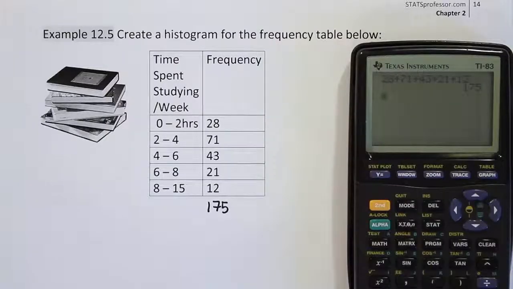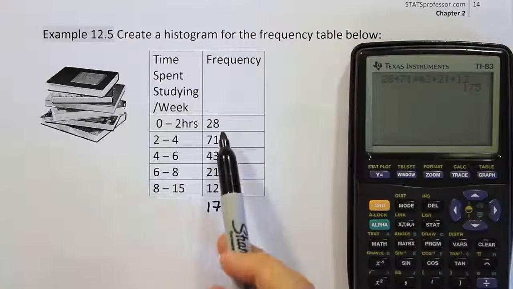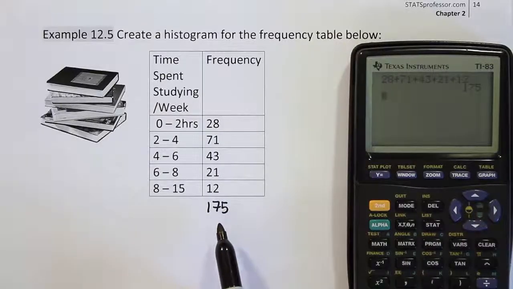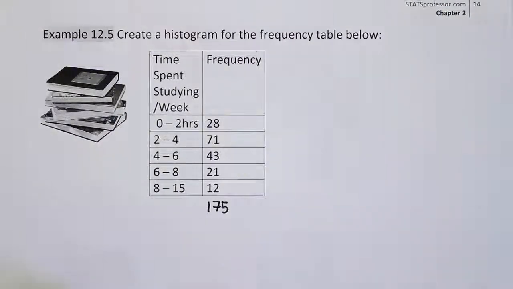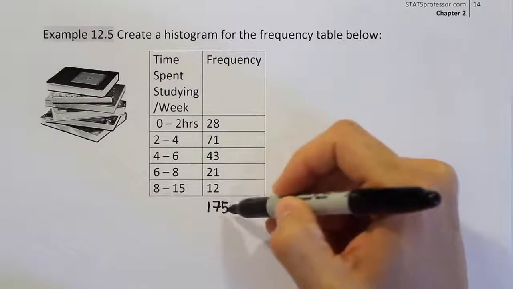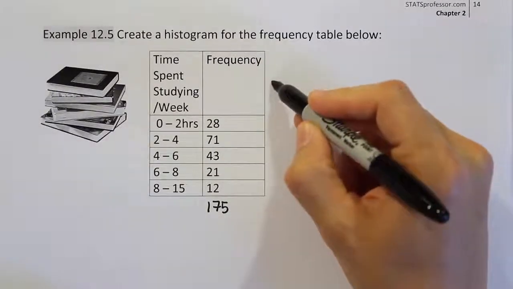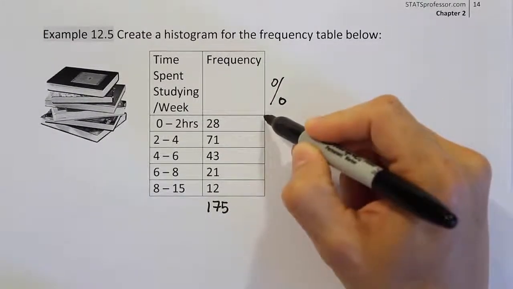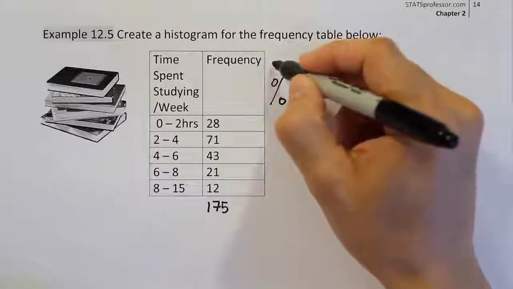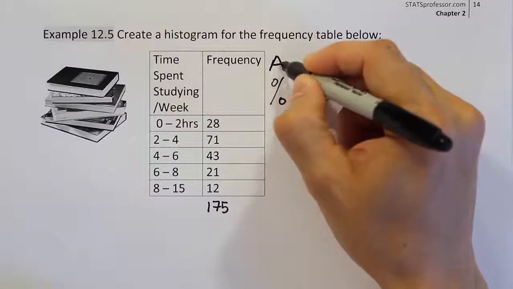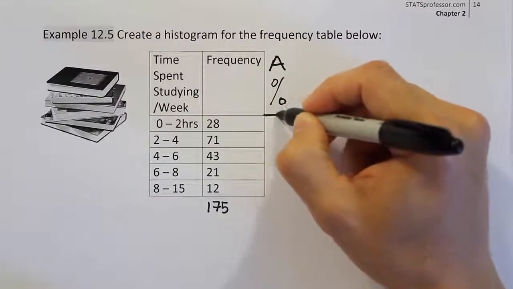Okay, so you can see what I've done here is I've added up all the frequencies to get the total frequency, or the total sample size for the problem. So now that I have that number, I'm going to use it to come up with the percents for each category, or the class percents. The way that's going to be done is essentially I'm going to divide each of these values by 175, then multiply it by 100 and convert it into a percent. So just remember though that the percent is also the area of our rectangle. So let's go ahead and do that now.